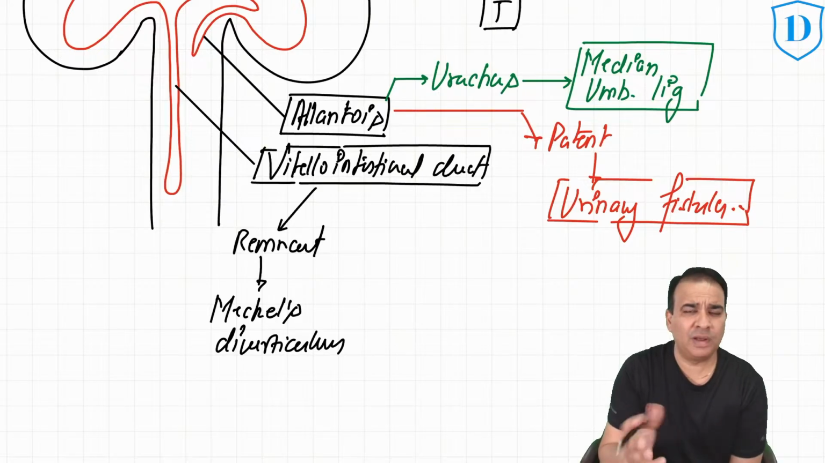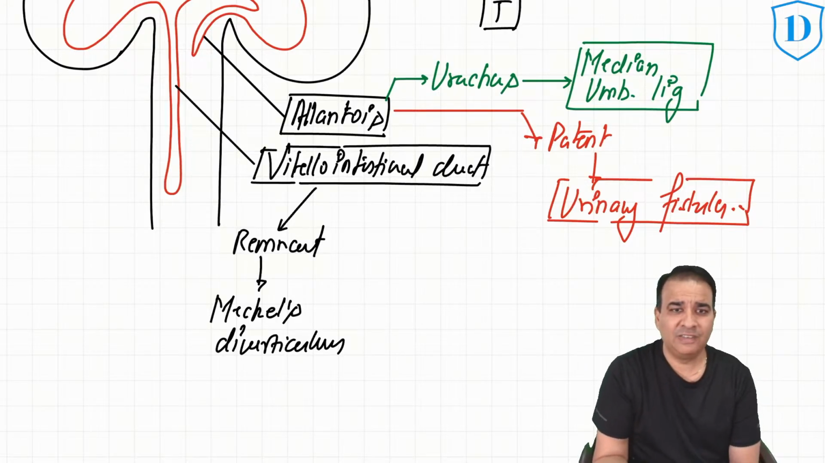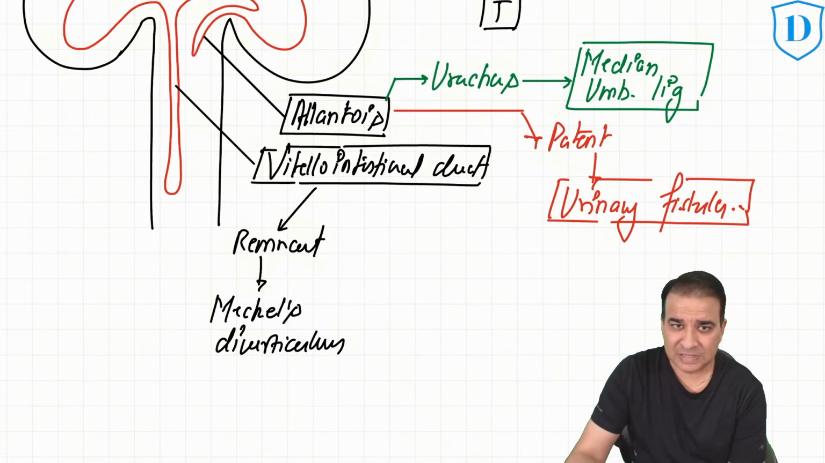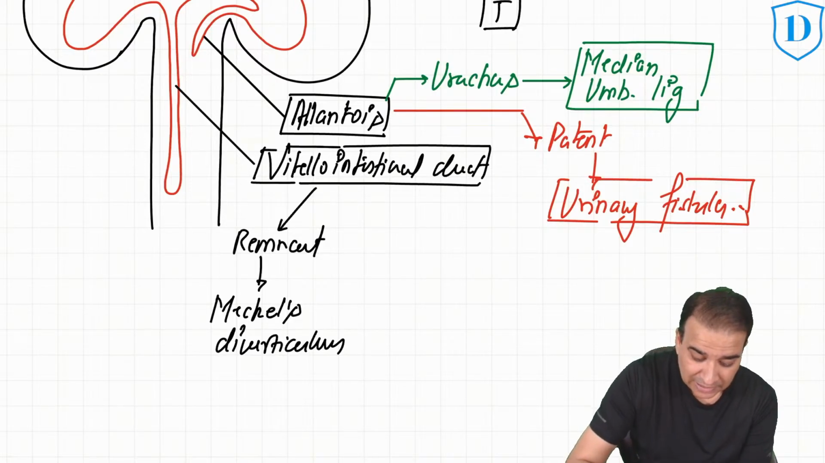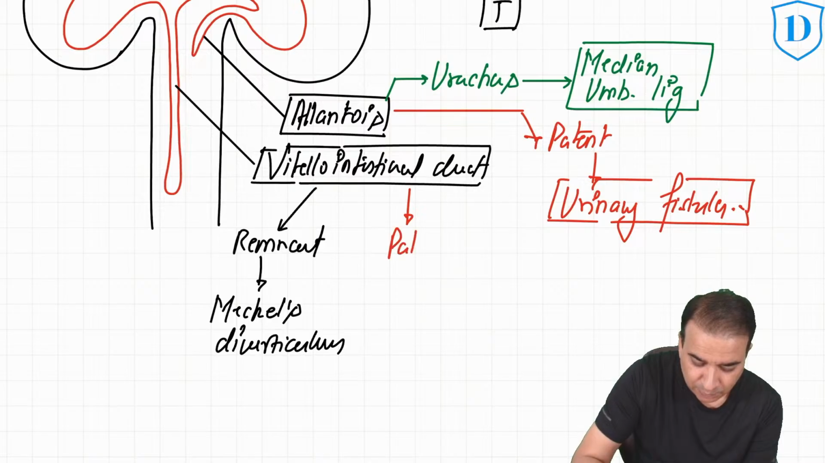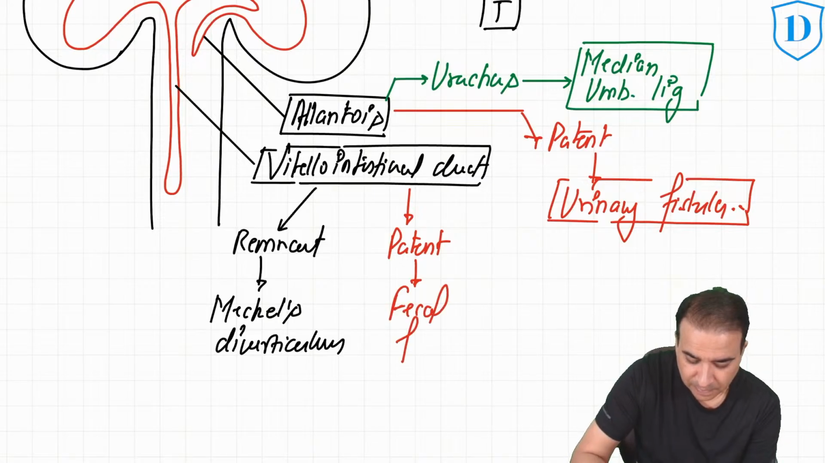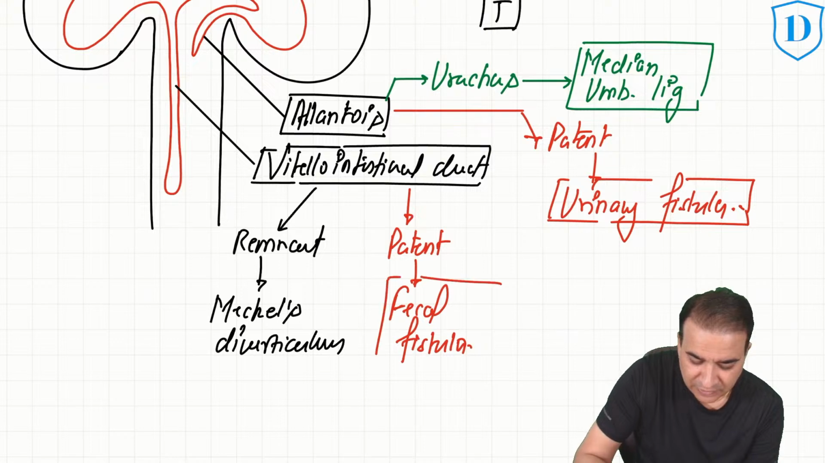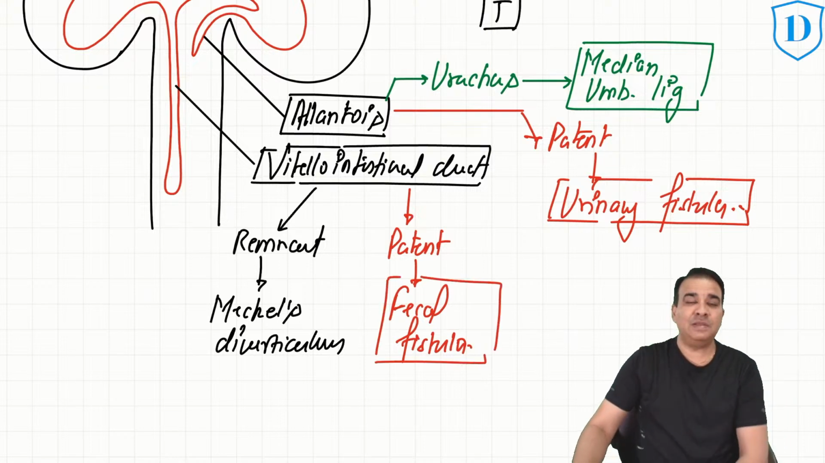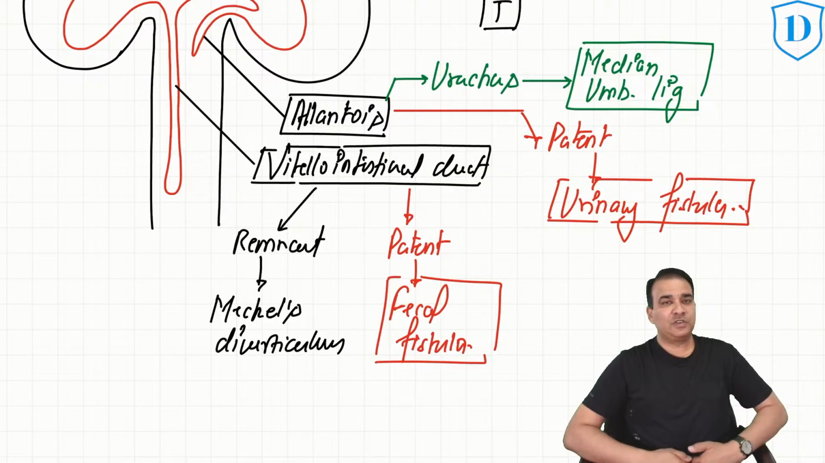One of the most common anomaly of the midgut development is a Meckel's diverticulum presence. लेकिन अगर again guys, if the entire vitellointestinal duct is patent, अगर ये पूरा vitellointestinal duct patent रह गया, in that case it is going to form the fecal fistula. Then fecal material, the meconium, can be seen coming out of the umbilical, discharging from the umbilicus here.